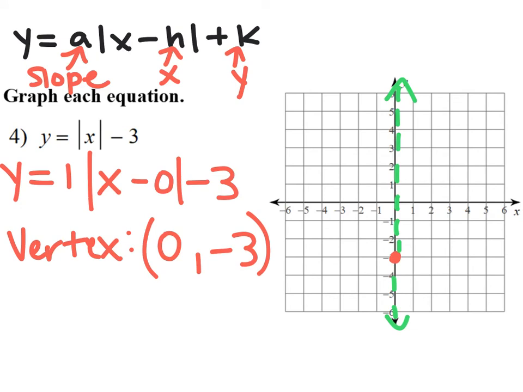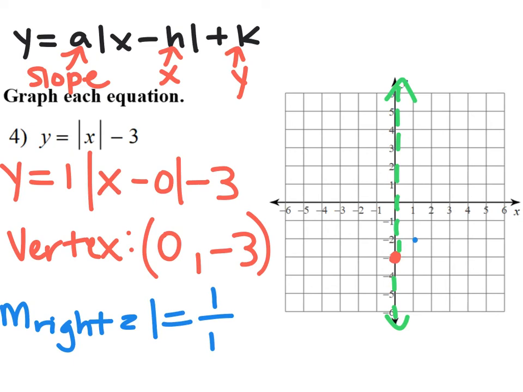Next, from the equation, I can tell that the slope of the right side is going to be positive 1, which is really 1 over 1. So I can graph the right side of my equation. So I'm going to go up 1 and over 1, and I will draw in the right side of the graph.